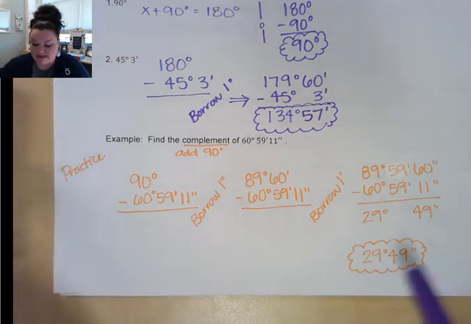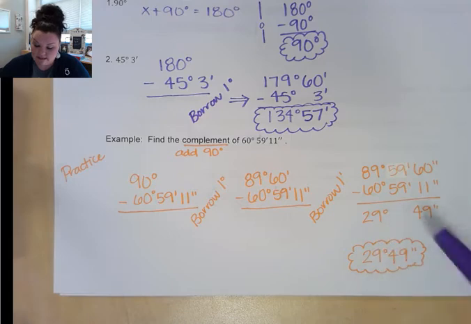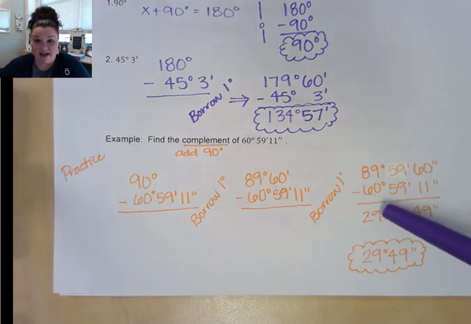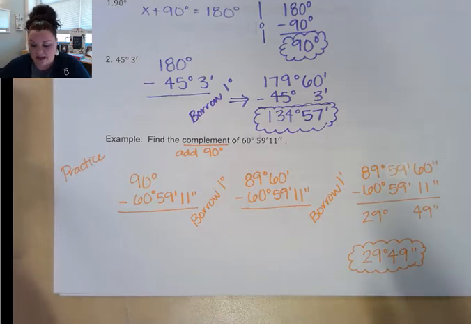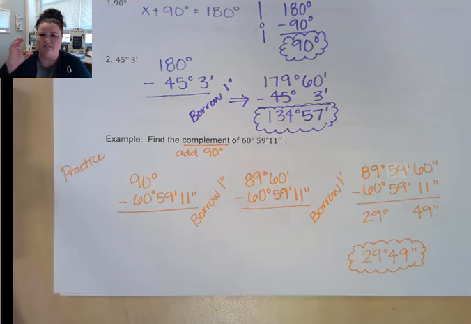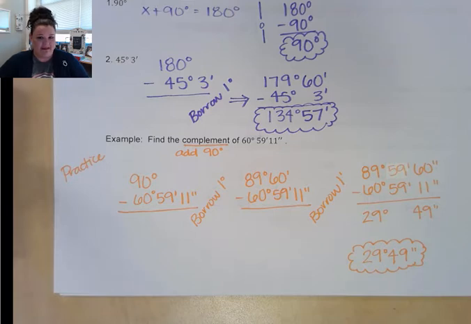Okay. When I subtract, I end up with 29 degrees. My minutes actually cancel out, right? And I'm left with 49 seconds. So if that happens, you can just enter it as 29 degrees, 49 seconds. You don't have to put in 0 minutes. Okay? Hopefully you aren't horribly offended by that.